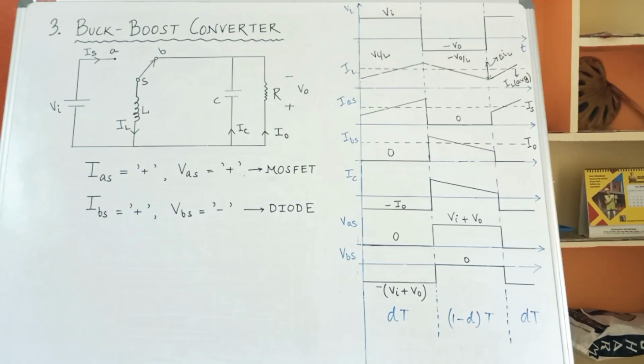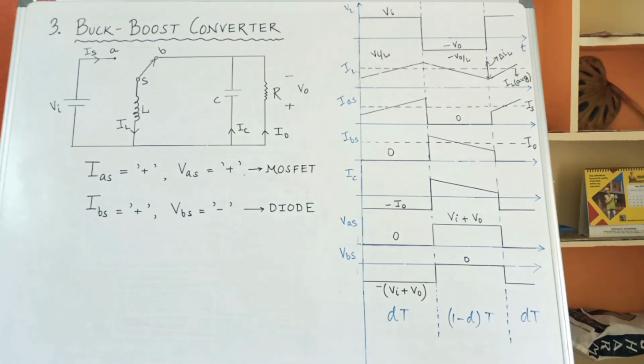Next we will replace the single pole double throw switch by a MOSFET and a diode. Please recall the previous concepts that I have taught you and apply them here. Since IAS is positive and VAS is positive, the device to be connected between A and S is a MOSFET. And if you observe IBS, it came out to be positive, and VBS is coming out to be negative. So between B and S, a diode is to be connected.